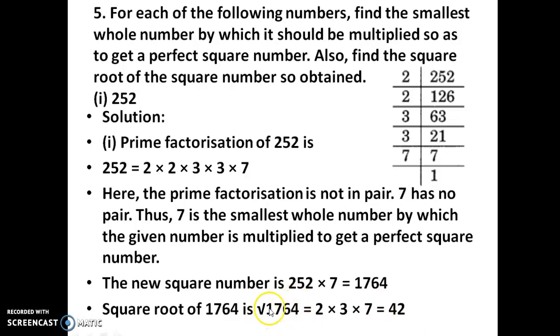The same way as we did in the previous prime factorization, you have to do here. So you can do and find out that the square root is 42. 42 into 42, if you do, you will get this number, 1764.